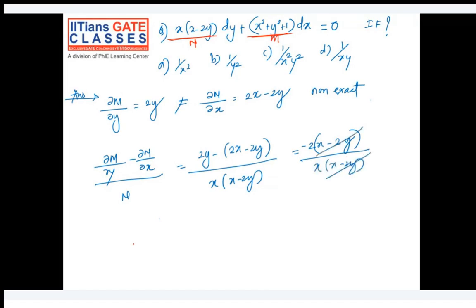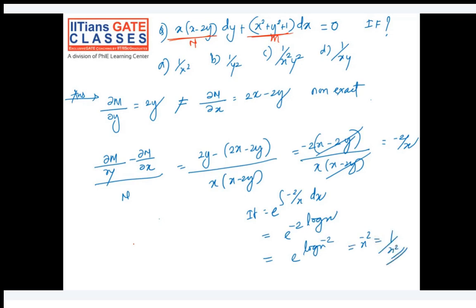So integrating factor will be e to the power integration of minus 2 by x dx. So e to the power minus 2 as it is, integration of 1 upon x is log of x. So it is e to the power log of x raised to the power minus 2. So it is x raised to the power minus 2, and that means 1 upon x square. Hence option A is correct. Okay, is it clear till this? Any doubt?